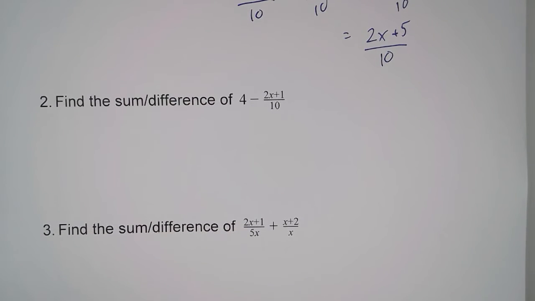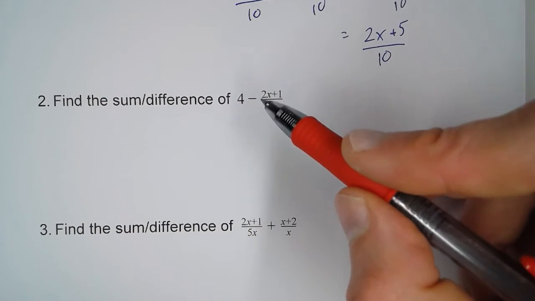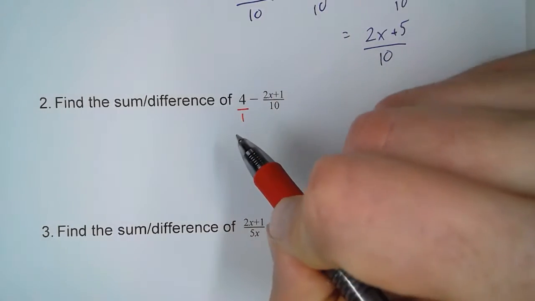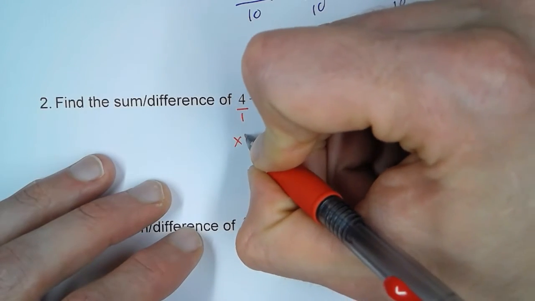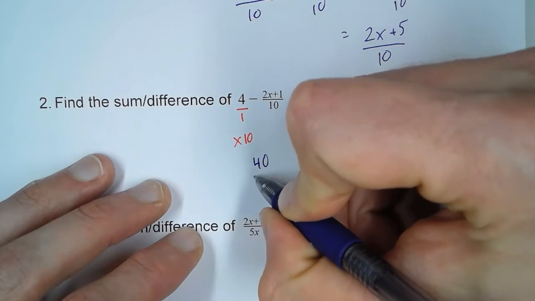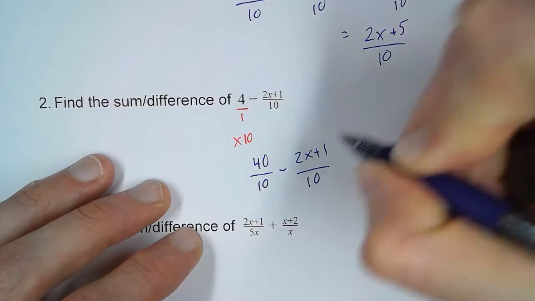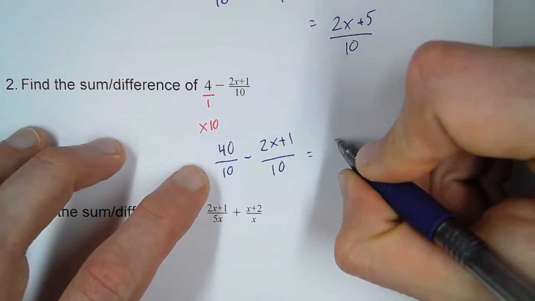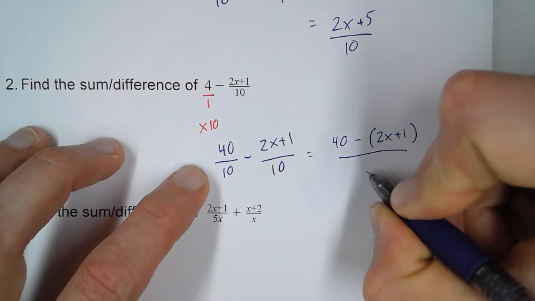Looking at number 2, this type of problem often gets people because they see one fraction and they don't see another. Well, you can always think of 4 as 4 over 1. So in order to get the same denominator here, we have to multiply this, top and bottom, by 10. When we do that, we get 40 over 10 minus (2x + 1) over 10. So as a single fraction, that's 40 minus the quantity 2x plus 1, all over 10.